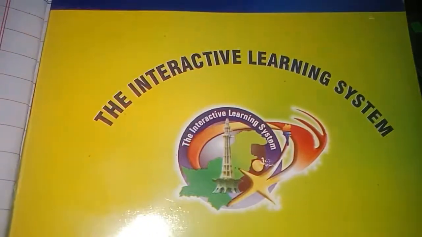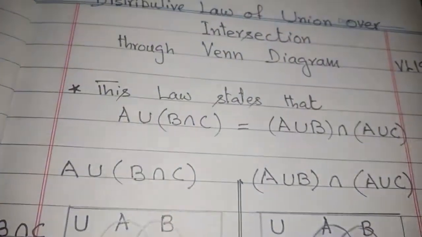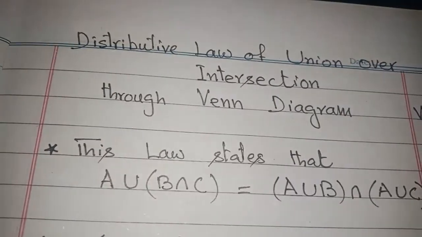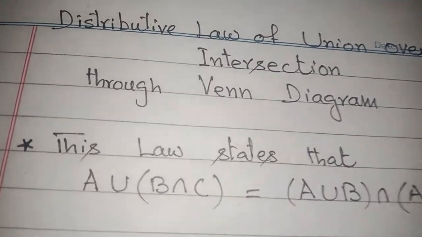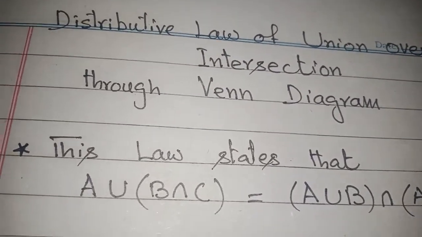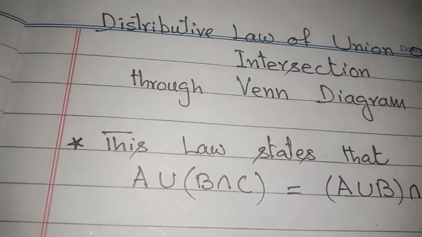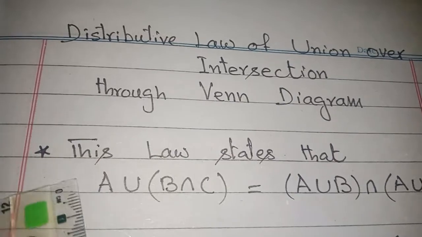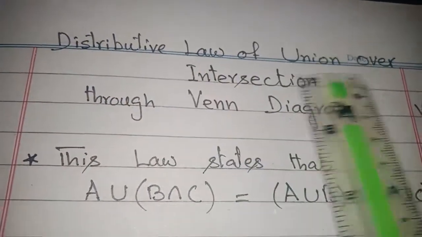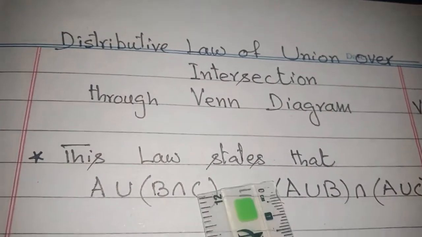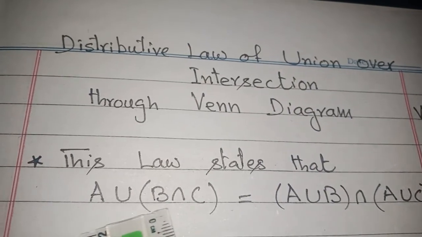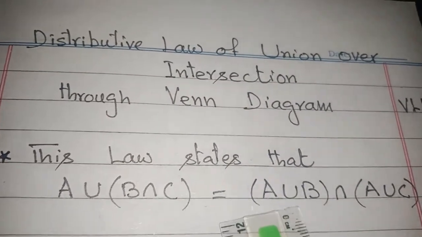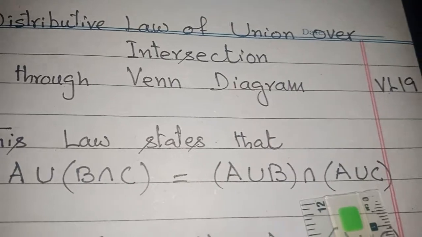Today my topic is the distributive law of union over intersection, and I will verify this through Venn diagram. So let's start. First of all, as usual, I'll state the law. The distributive law of union over intersection states that A union (B intersection C) is equal to (A union B) intersection (A union C).